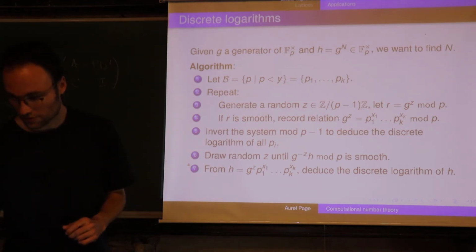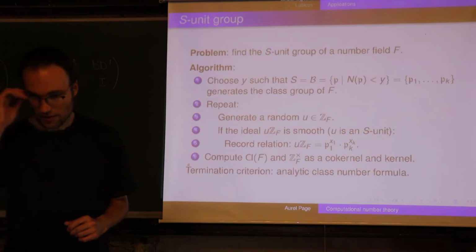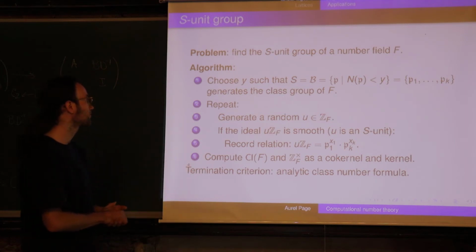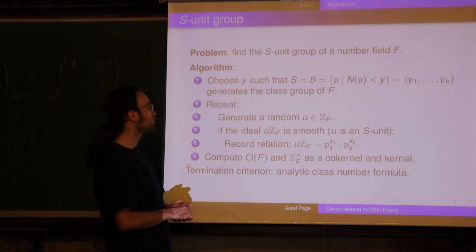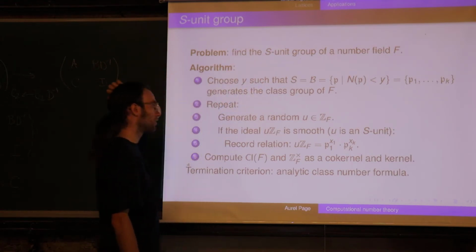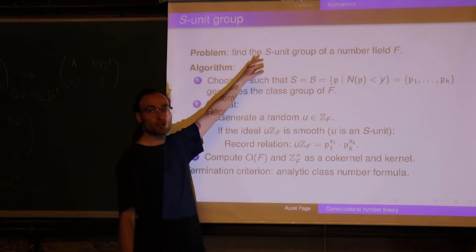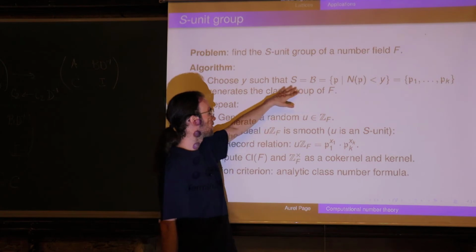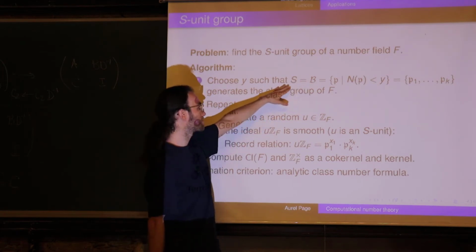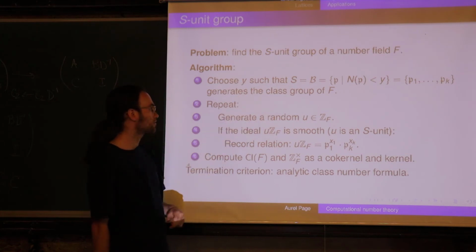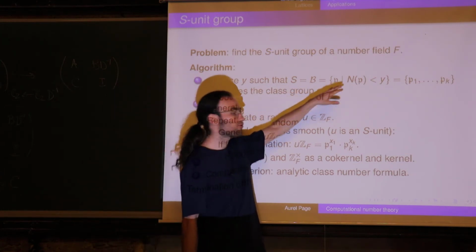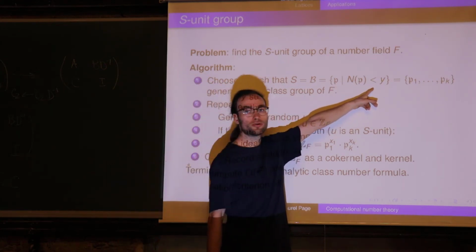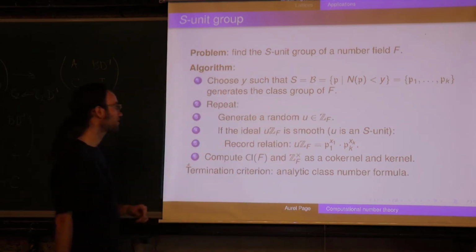Third example of this type of algorithms: computing S-unit groups and at the same time class groups and unit groups. So we have a number field and we want to find the S-unit group. In fact, we're going to take S large enough so that it generates the class group. It will work like this. Our factor base, you can call it B, but that's also the S that we think of when we think in terms of S-units. It's going to be a set of primes of the number field, all the prime ideals of norm up to a bound y, again, that you have to choose appropriately.